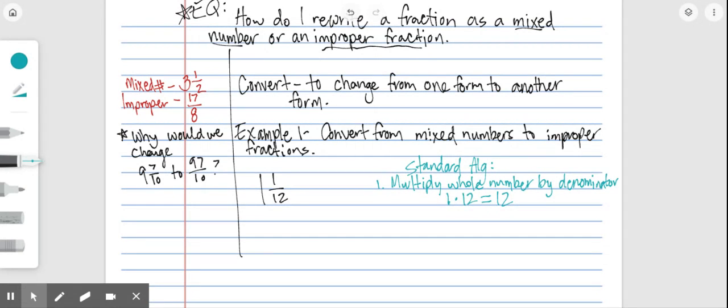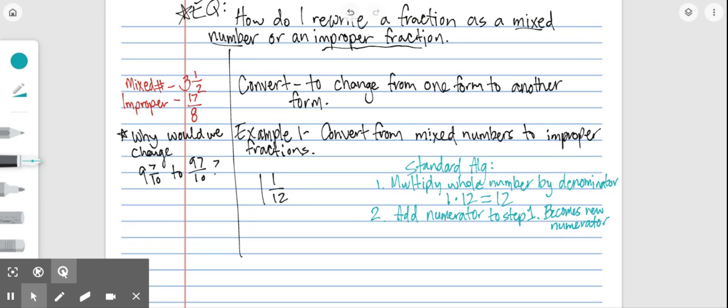Okay, step 2: I take that answer from step 1, and I add the numerator to it. So I add the numerator, which is 1, plus that 12, and I get 13. Now this number becomes the new numerator. So when I'm rewriting this fraction, my new numerator is going to be 13.